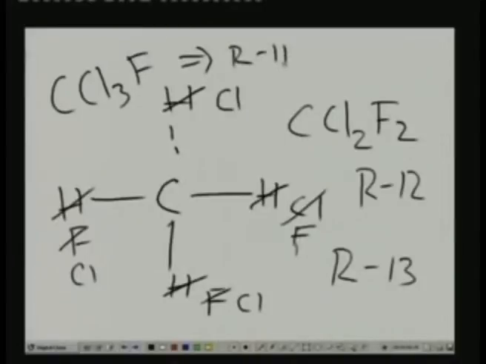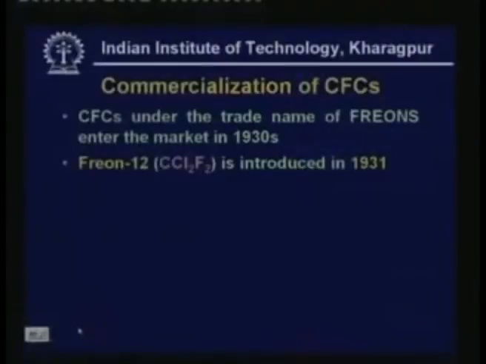So by replacing hydrogen atoms with either chlorine or fluorine, you get a series of different working fluids, and they have shown that by this process you can evolve a large number of refrigerants whose properties are dramatically different from each other. They have shown how properties like toxicity, flammability, normal boiling point, etc. can be controlled or can be varied by varying the chemical composition.